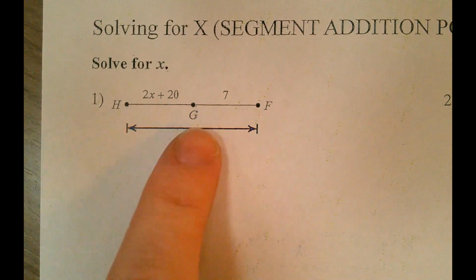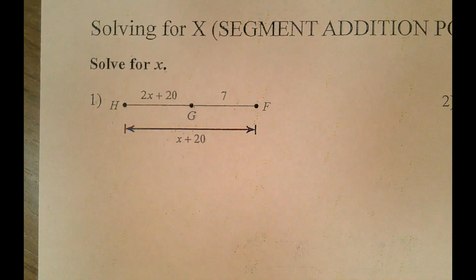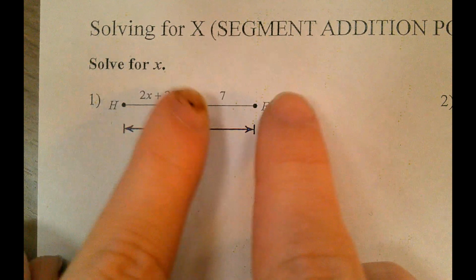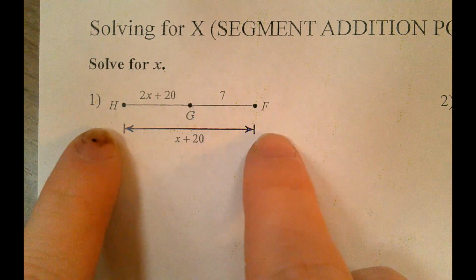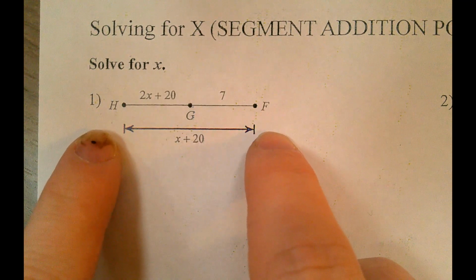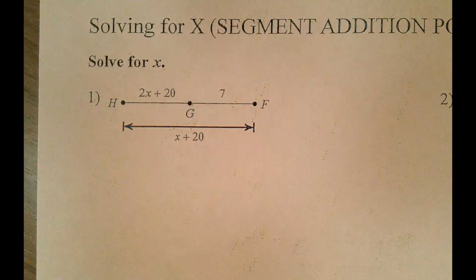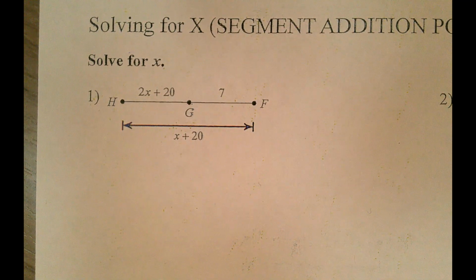Now they use different letters, H, G, F. That's okay, it's the same process. Basically, what we're doing is we're taking the first section plus the second section equals the third section, the large portion. Sometimes using some colors can help. I'm going to highlight those sections in different colors here.